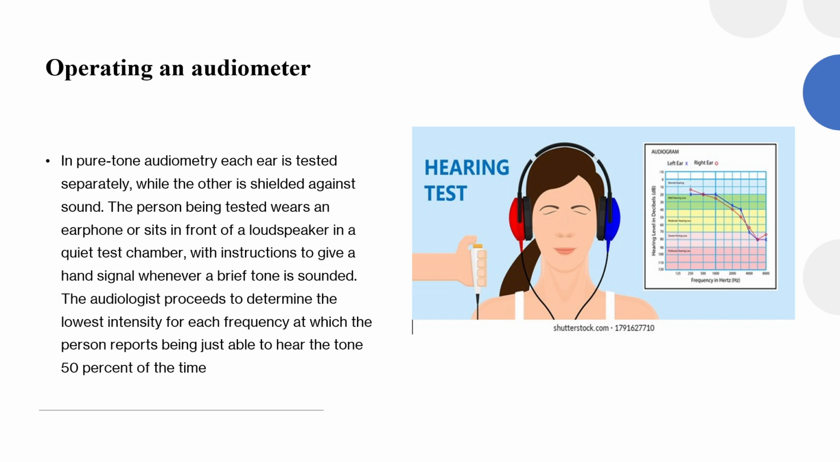The audiometric process determines the lowest intensity for each frequency at which the person reports being just able to hear the tone 15% of the time.